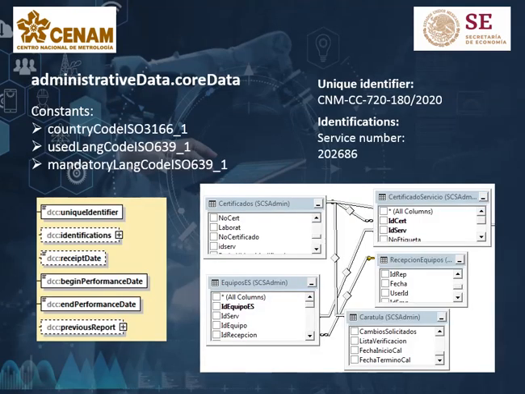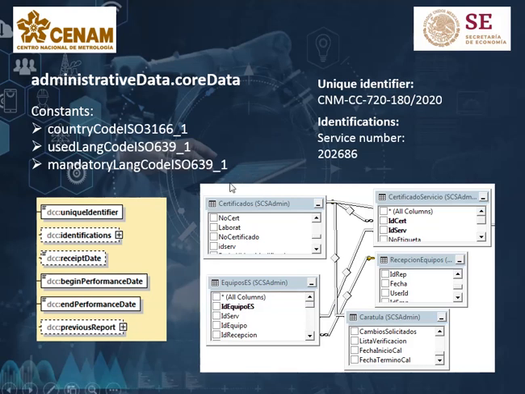Core data. We consider that country code, used language, and mandatory language as constants. In used language, we will indicate Spanish and English. As I mentioned before, we have a unique identifier for the certificates. This is an example. It includes a kind of acronym for CENAM, the type of service, CC for calibration, the area that did the calibration, a consecutive number. This consecutive number is per area and year, and then the year.